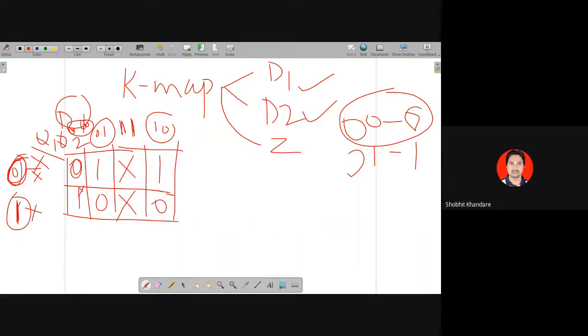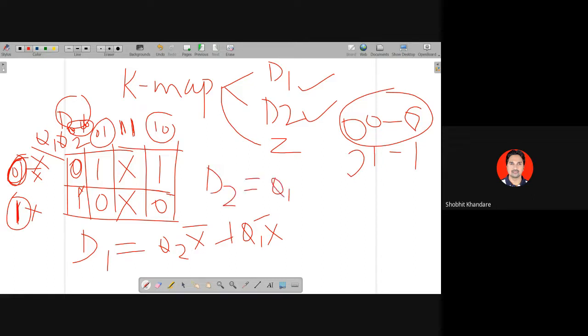So this is the K map for D1. From this you will solve and you will have the equation for D1. If you cross check, you will see Q2 x bar plus Q1 x bar. Similarly, you will have the equation for D2. I am going to write down the equation directly. You will do this as a homework. D2, the equation will be Q1 bar dot Q2 bar dot x.